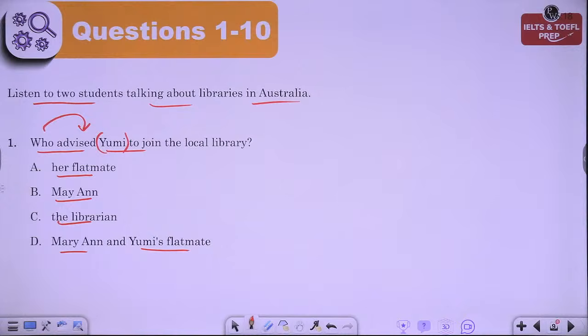Yumi said she doesn't know anything about libraries in Australia. So B is the correct answer.